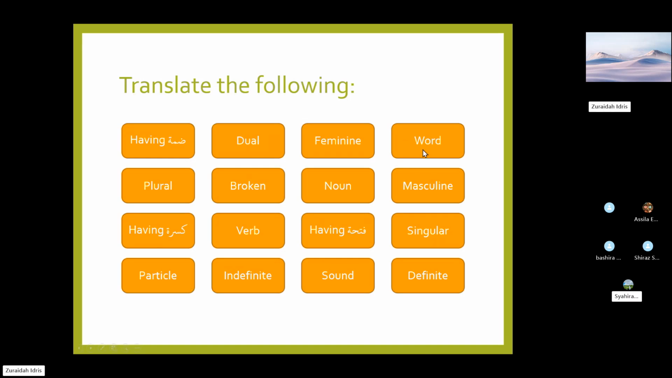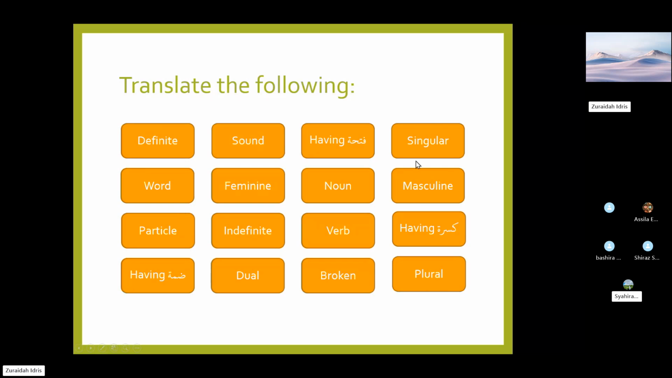Okay, one more round. These are the English words. I just want you to tell me the Arabic. So definite. Back to you, Sister Asila. What is definite in Arabic? Ma'rufa. Oh, sorry, we should start on the left.